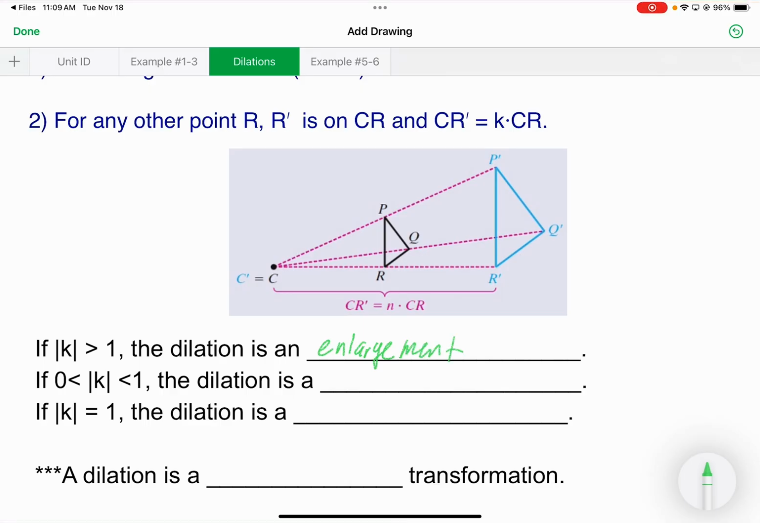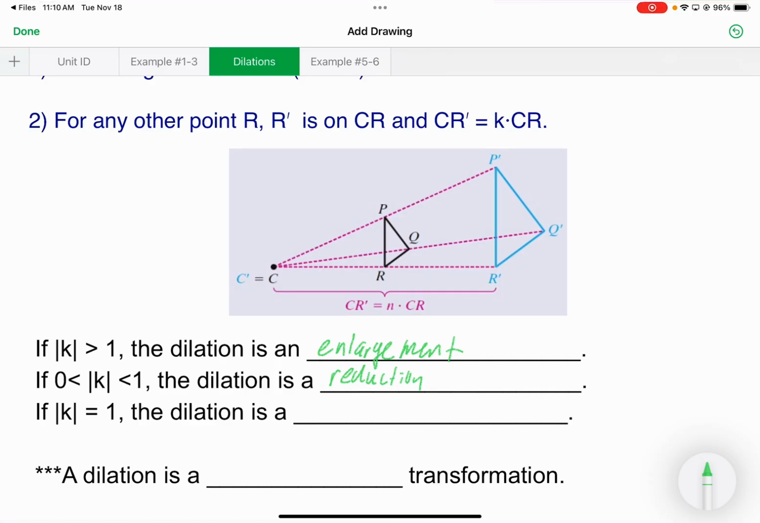If the absolute value of your scale factor is in between 0 and 1, but not equal to 1 itself, then what would we say the dilation is? Is it getting bigger or smaller? Smaller. So we're going to call it a reduction. If I were you, I would have your notes open and follow along with what we are doing. Now, if the absolute value of K is equal to 1, then it doesn't change what it ends up being.